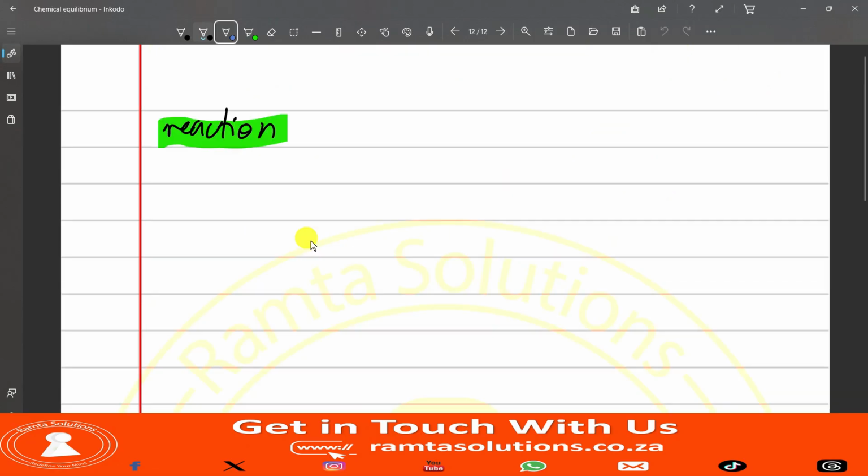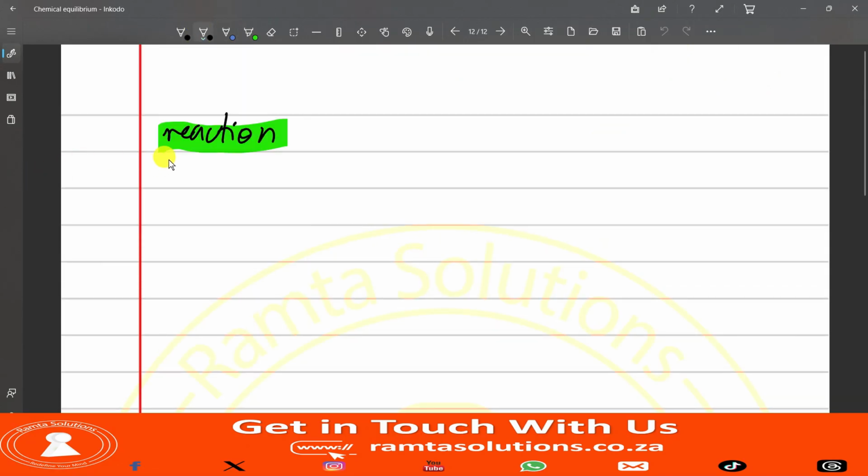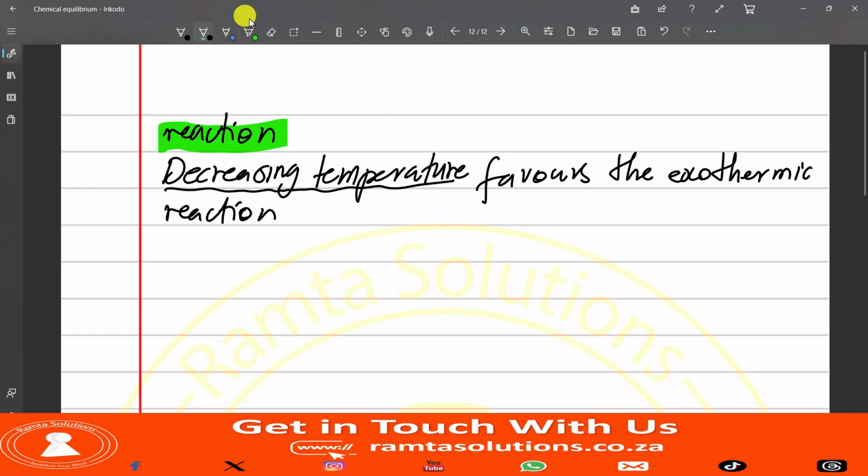Next one. Now we're talking about decreasing temperature. Decreasing temperature favors the exothermic reaction. The explanation is still the same.